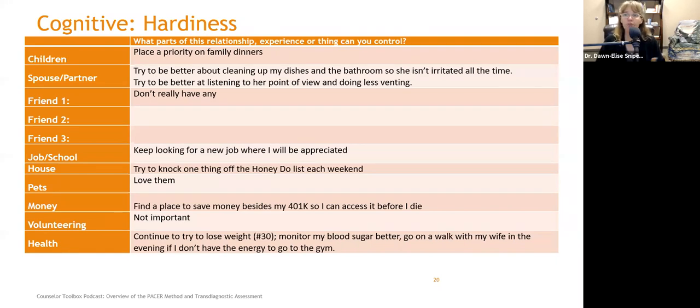For his job, he wants to keep looking for a new job where he feels he'll be appreciated. Okay. Around the house, the house isn't huge to him, but he likes to have a safe place to live. So he's going to try to knock one thing off his honey-do list each weekend. With his pets, he's just going to love them. He has a whole mess of hound dogs that he is just going to love.